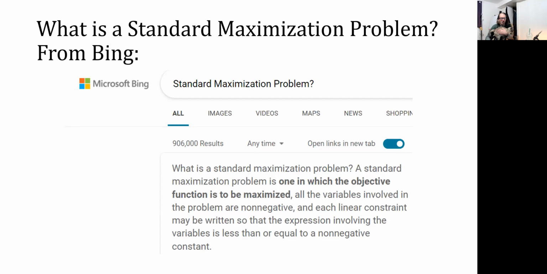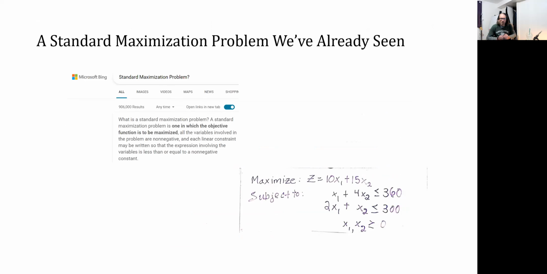All right, so the standard maximization problem is one where the objective function is to be maximized and your variables are non-negative. You have non-negativity constraints, and then you're going to have linear constraints where each one has the expression on the left less than or equal to a non-negative constant. And we have actually seen one previously in my video on solving an example by the method of corners, which was followed up with some examples regarding sensitivity analysis.